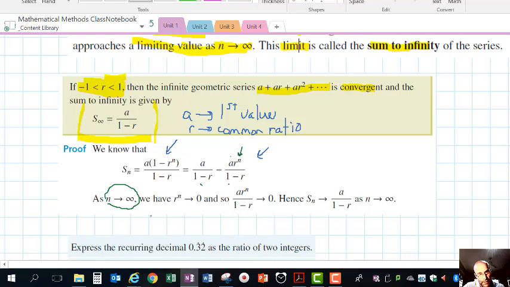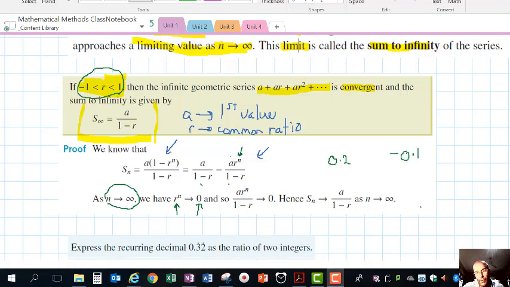If we have r to the infinity, remember, this is a case where r is a number between -1 and 1, and not 0. If you've got, say, 0.2 as one example, and you keep raising it to higher powers, it gets smaller and smaller and smaller, and if it's negative, it'll go the same way.